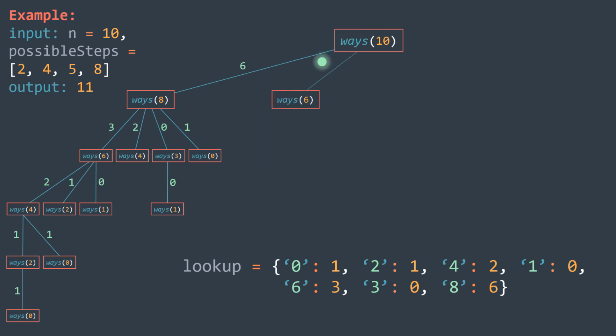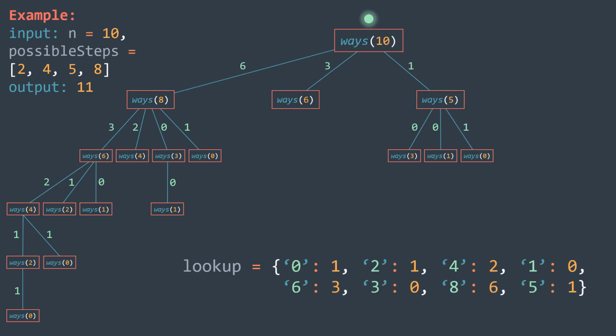Now 10 minus 4 is 6, and we already have the value. We directly return it. 10 minus 5 is 5, we don't have the value. 5 minus 2 is 3, we know that the output is 0. 5 minus 4 is 1, same thing, 0. 5 minus 5 is 0, base case, we get 1. 0 plus 1 is 1, we store and we return.